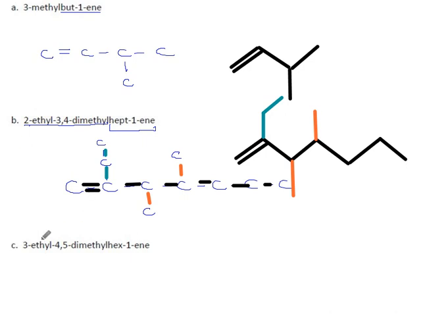Speaking of ugly molecules, 3-ethyl-4,5-dimethylhex-1-ene. Start on the right. Hex-1-ene means carbon 1, 2, 3, 4, 5, 6. The first one is where the double goes. The third one gets an ethyl group, and the fourth, I'll just go up for all of them. It's a little unrealistic, but I don't have a lot of space below, so I have to make it work somehow.